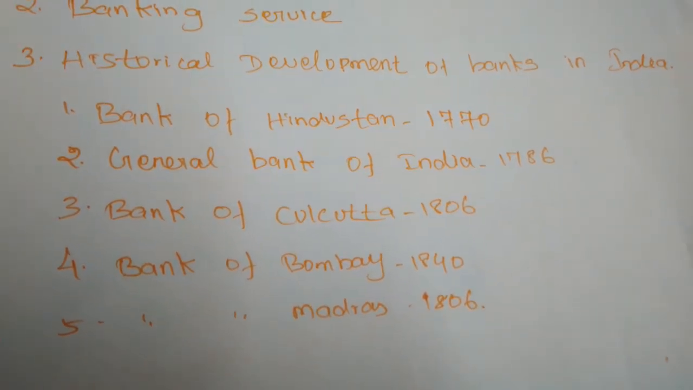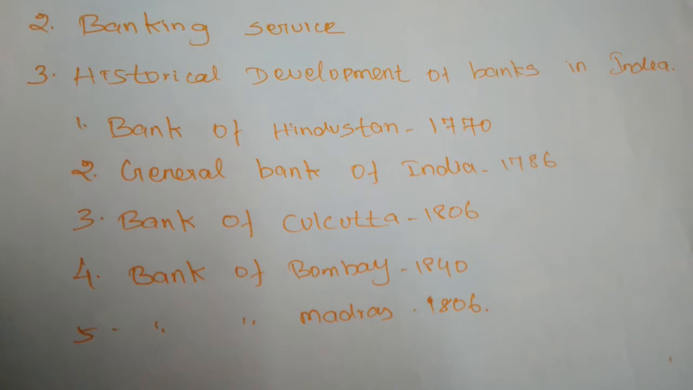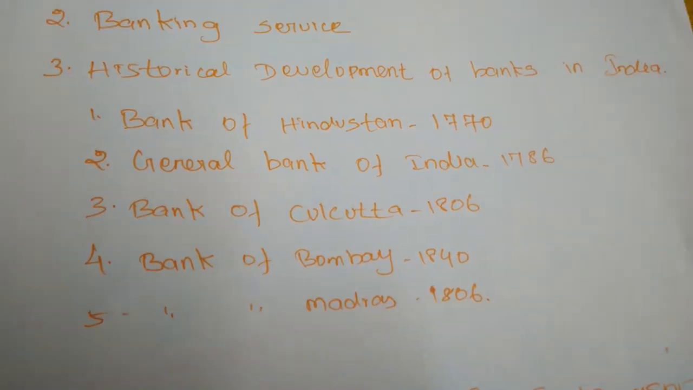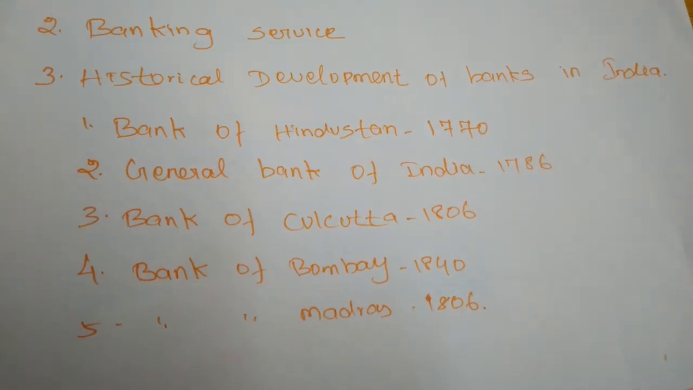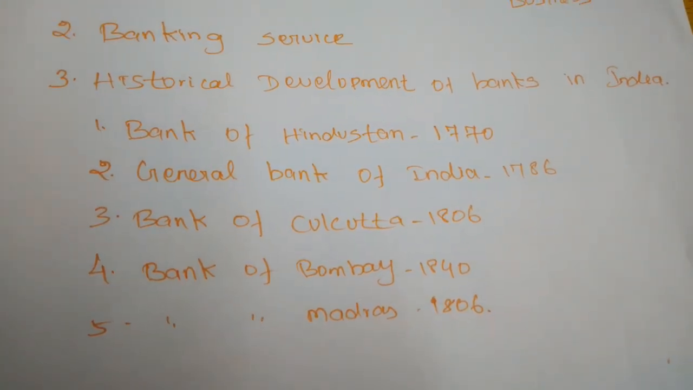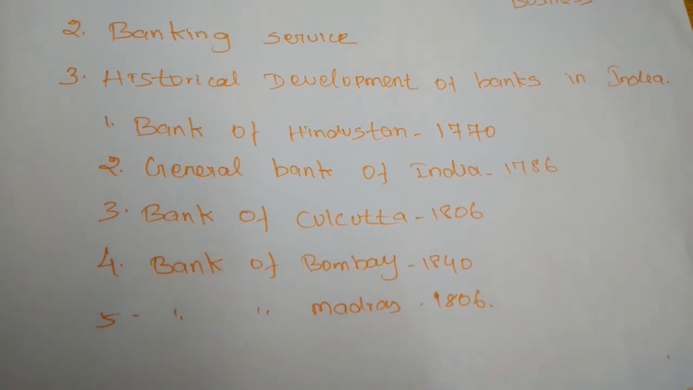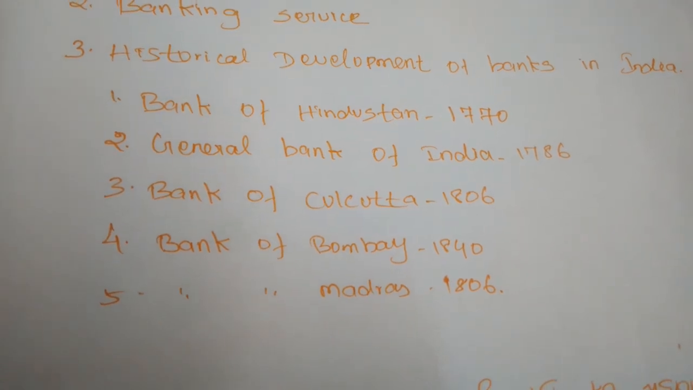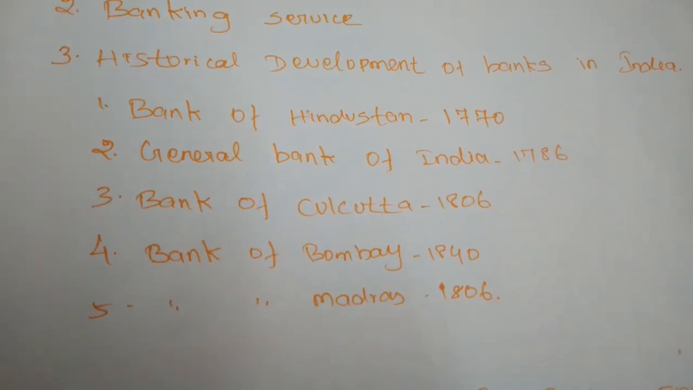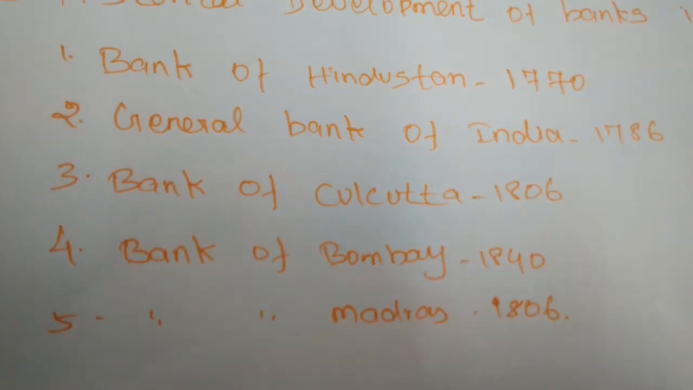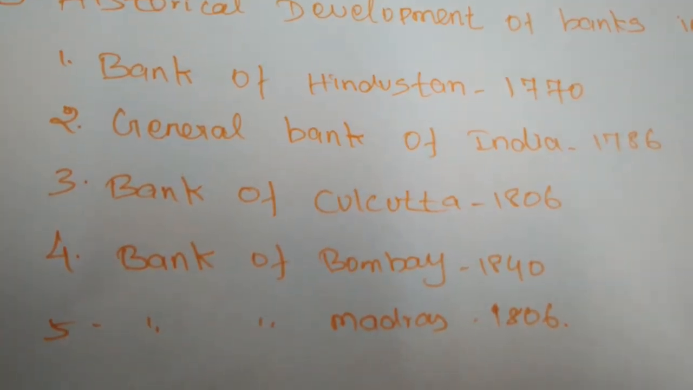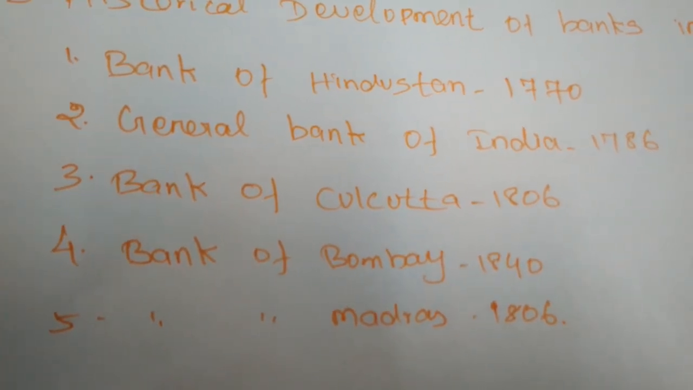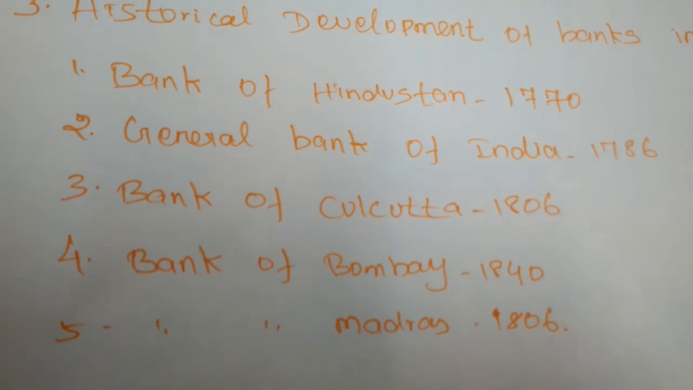Next, the historical development of banks in India. In India, banking services have been provided since 1772. The Bank of Hindustan was the first bank in India. It was established in 1770 and closed in 1932. The General Bank of India was established in 1786 and liquidated in 1791.